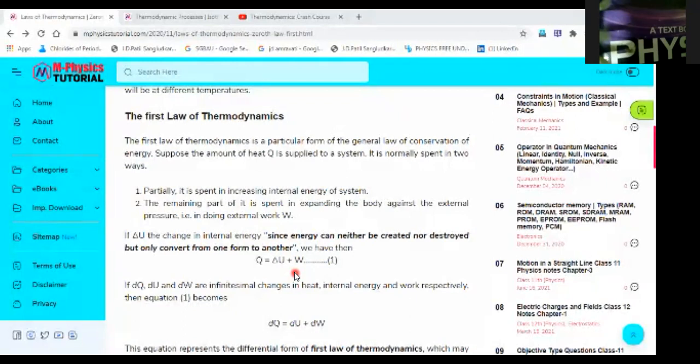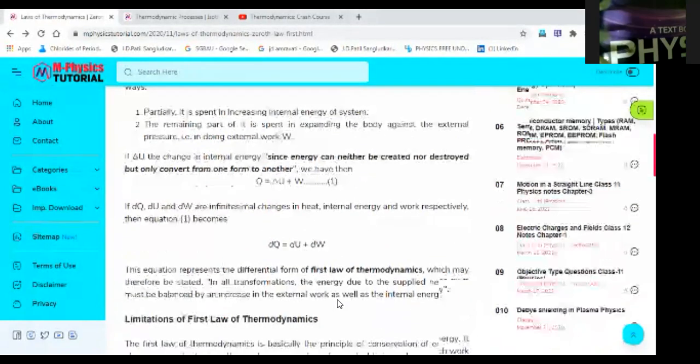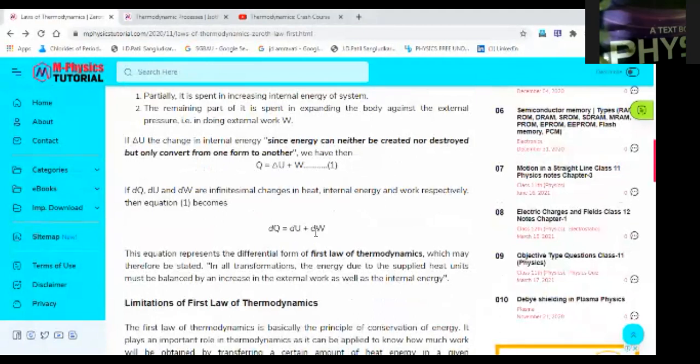Okay, if we are changing small, okay, small quantity में, so if ΔQ, ΔU and ΔW are the small changes in heat, internal energy and work respectively. So equation 1 becomes, अब इस equation 1 को हम किस तरह लिख सकते हैं? So it is dQ = dU + dW. Okay, so we write it this way. This equation represents the differential form of the first law of thermodynamics.